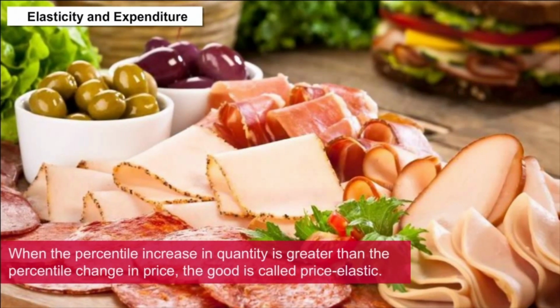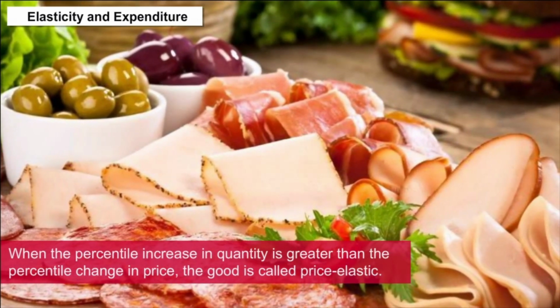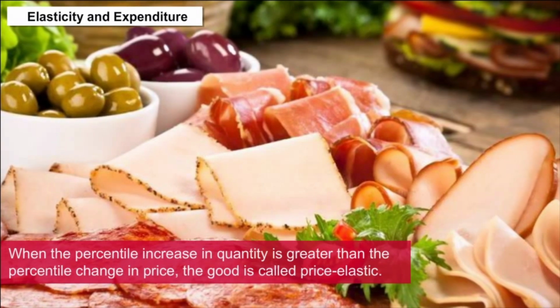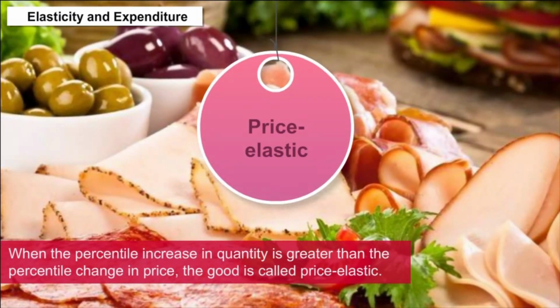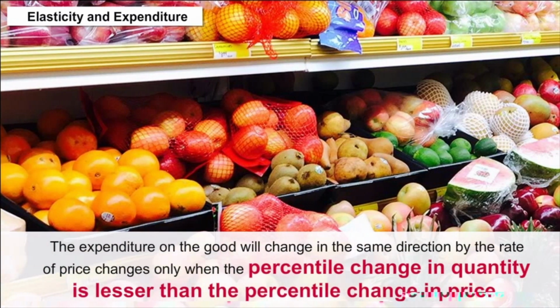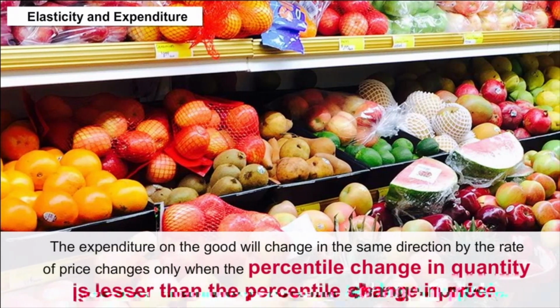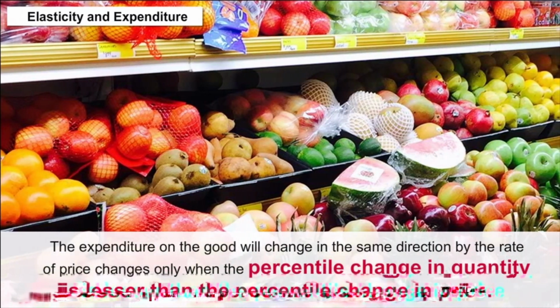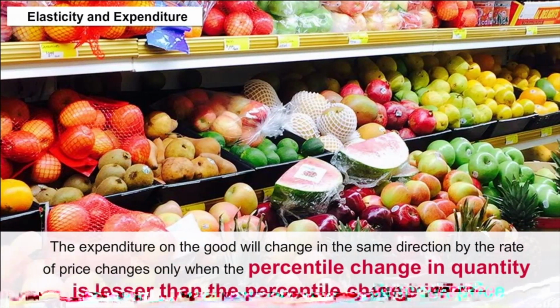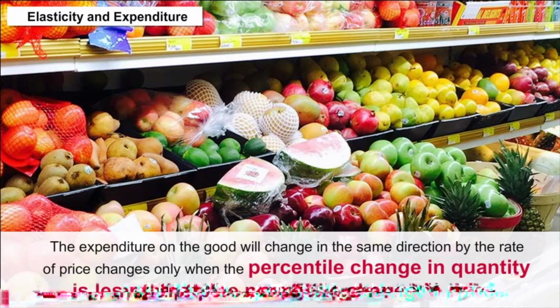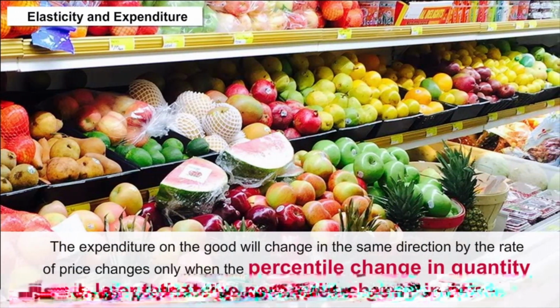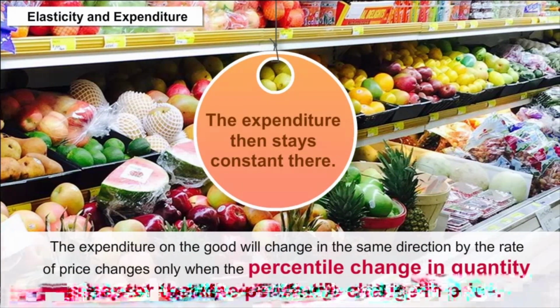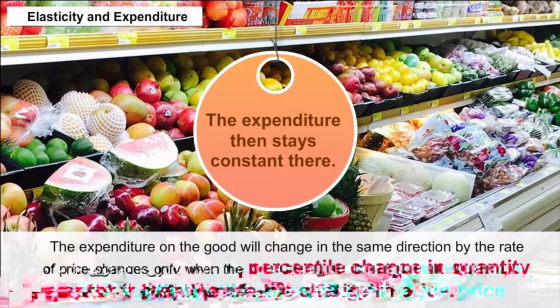When the percentage increase in quantity is greater than the percentage change in price, the good is called price elastic. The expenditure on the good will change in the same direction as the price changes only when the percentage change in quantity is lesser than the percentage change in price. The expenditure then stays constant there.